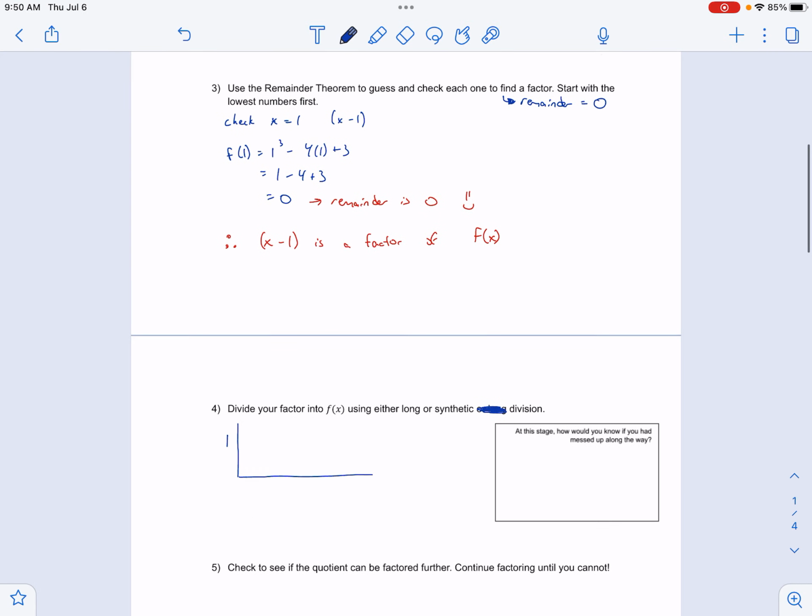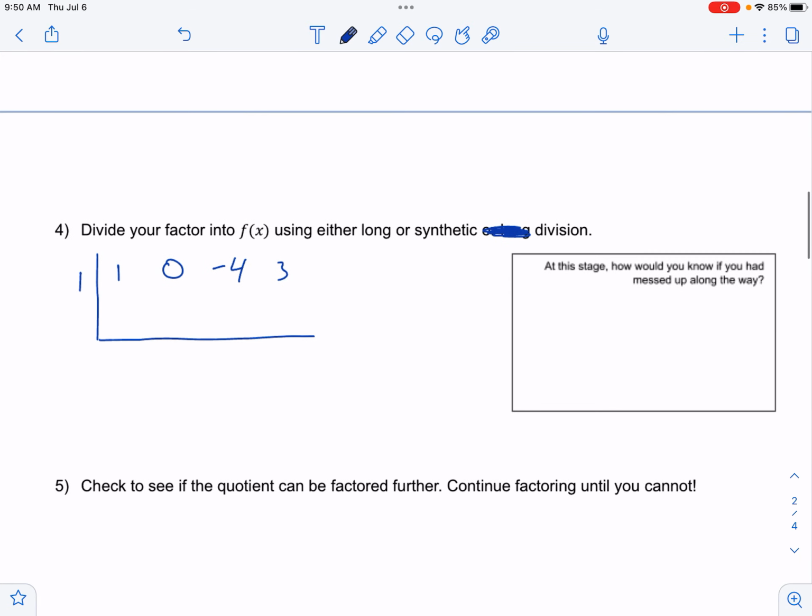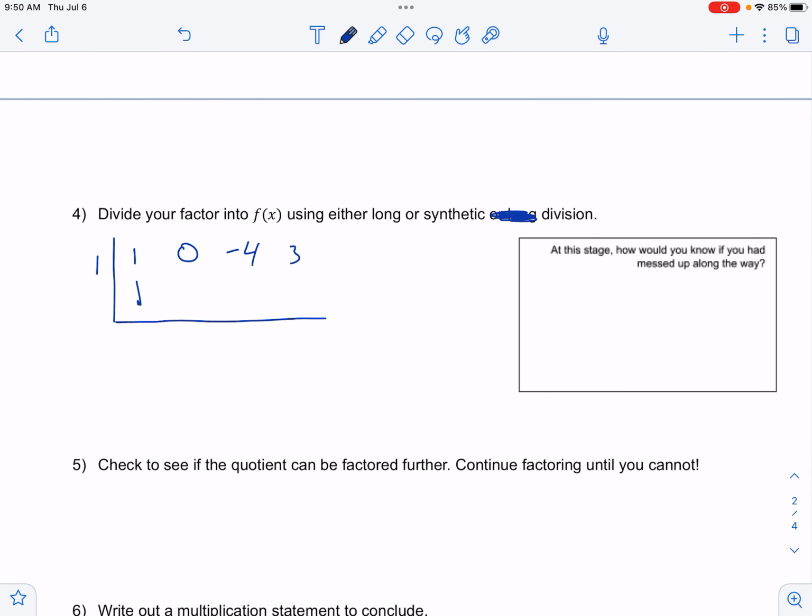And let's find our polynomial again. Okay, so our leading coefficient is 1. Then we don't have an x squared term, so I need to put down a 0. We do have an x term with the coefficient of -4, and then our constant term is 3. Okay, let's do this division here. I bring down my 1, multiply across 1, add down 1. Multiply across 1, add down -3, multiply across -3, add down 0.